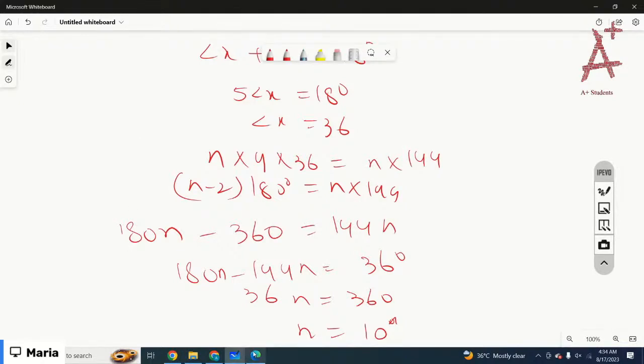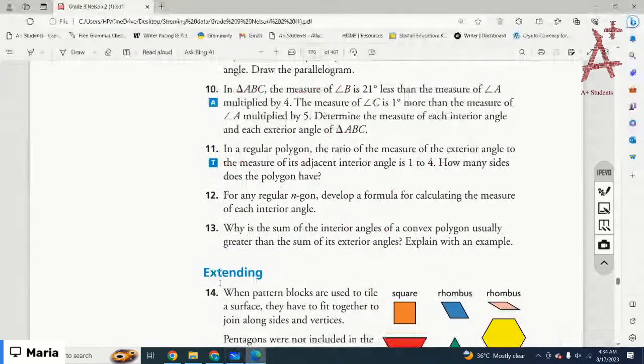Okay. The next one is, for any regular n-gon, develop a formula for calculating the measure of an interior angle, right? So n-gon it is.